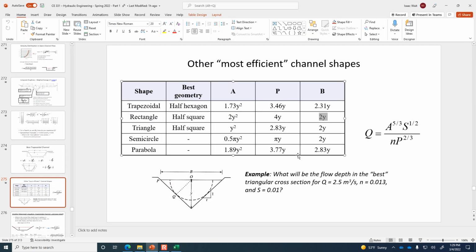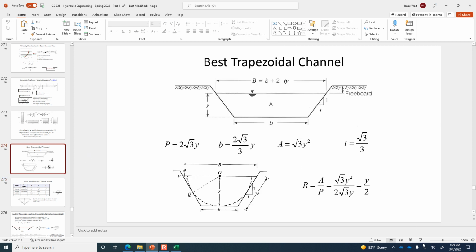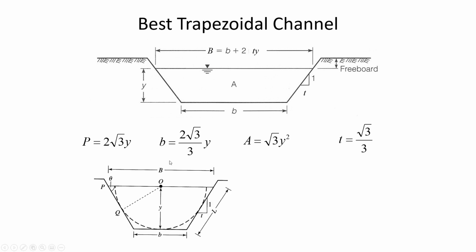So there are a variety of different shapes that are the most efficient channel shapes. For a trapezoid, for example, the best trapezoid is one that most closely resembles a quarter circle. So you can see here that the trapezoid that most closely resembles a quarter circle is the one that has a side slope angle t, where t is the horizontal component with 1 unit of vertical. So square root of 3 divided by 3, it's less than 1. So it's a pretty steep side slope to get the best trapezoidal channel.